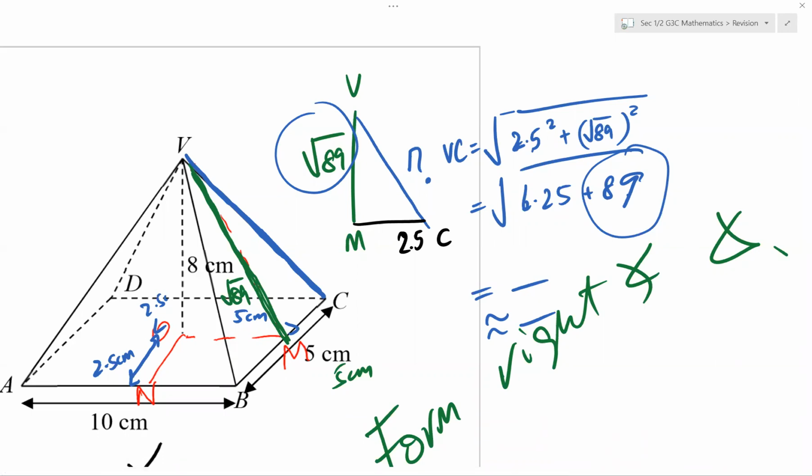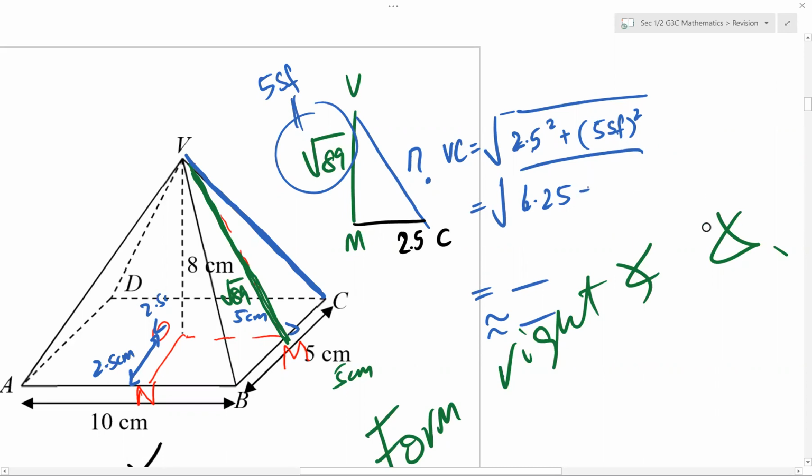So if you had left this as a 5SF in your intermediate step without writing square root 89, you would have written 5SF over here. Then you square it. You wouldn't get 89. You will get a long string of numbers, which is not as good.